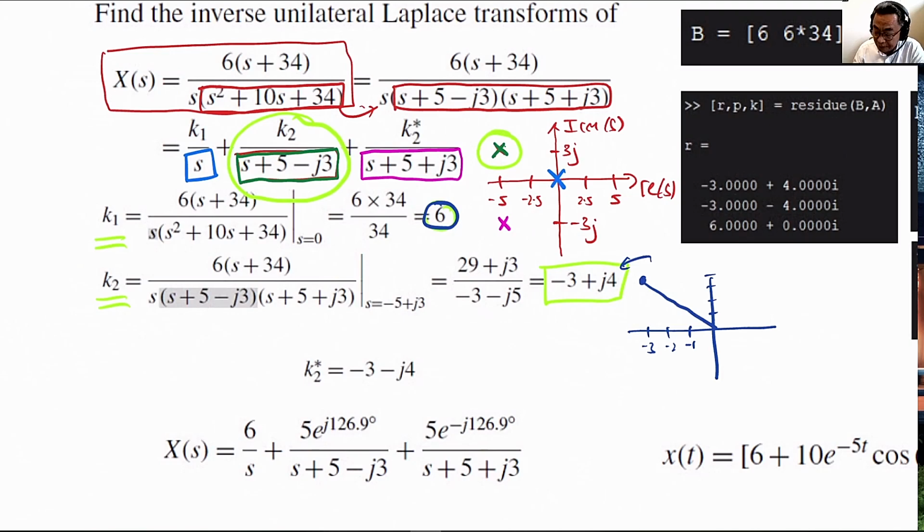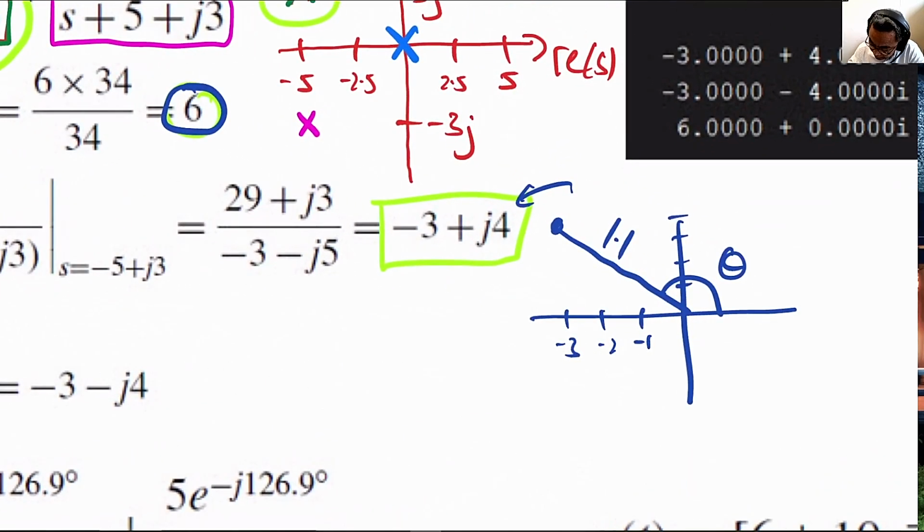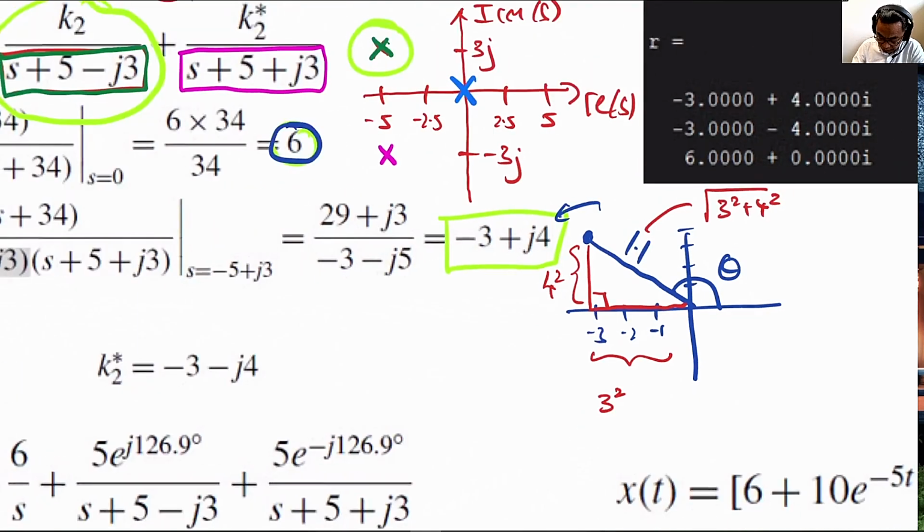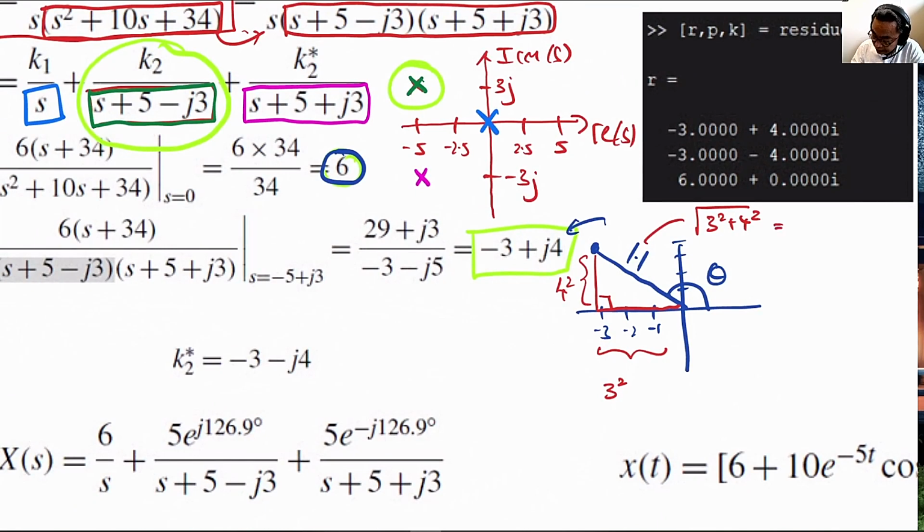I want to find the magnitude, which is this guy, and the angle, theta. Now, the magnitude is easily found. You can form a right angle triangle here. This length squared is 3 squared, and this length squared is 4 squared. So this length is equal to the square root of 3 squared plus 4 squared by Pythagoras theorem. So the answer is 5.